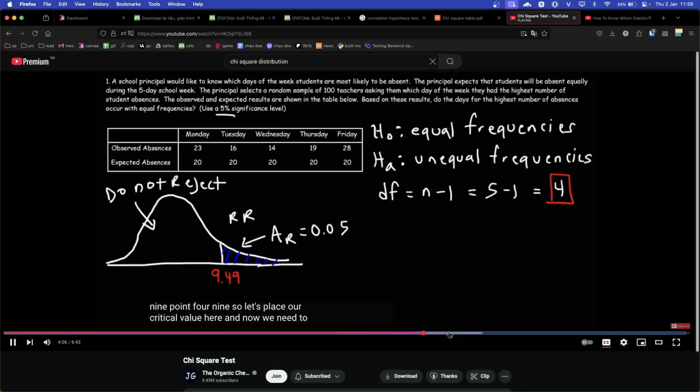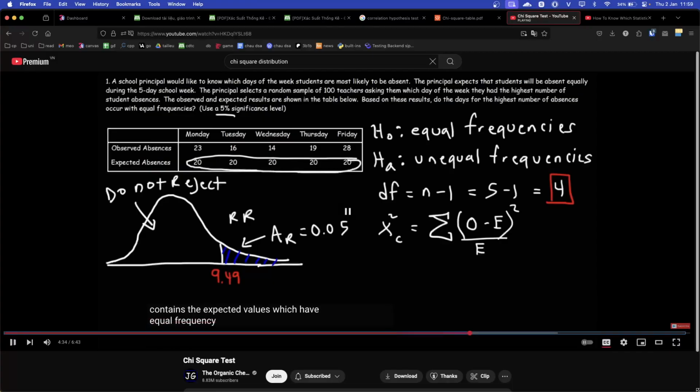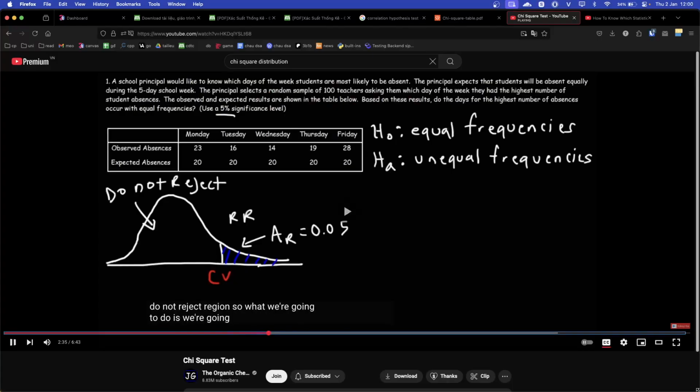Next we need to get our calculated chi-square value, and the formula that we're going to use is this formula. It's going to be sigma, which represents the sum of the difference between the observed values and the expected values squared, divided by the expected values. And we can find this in a table. The first row contains the observed values, and the second one contains the expected values, which have equal frequency. We're going to get our calculated chi-square value.